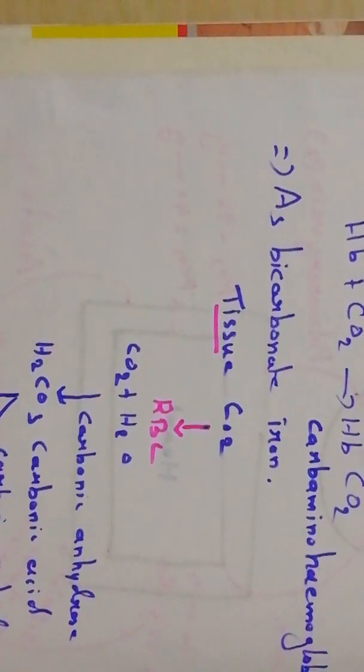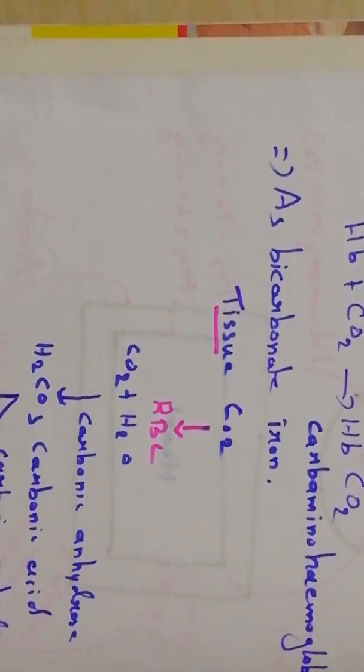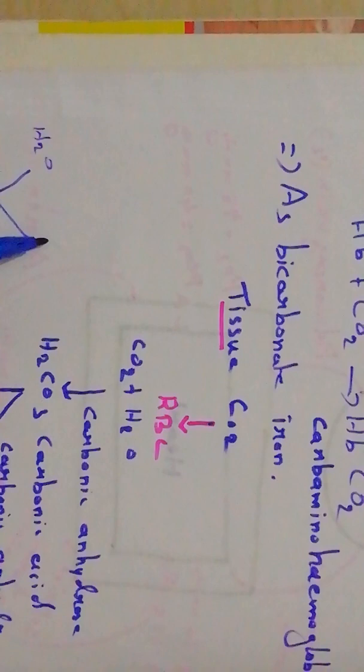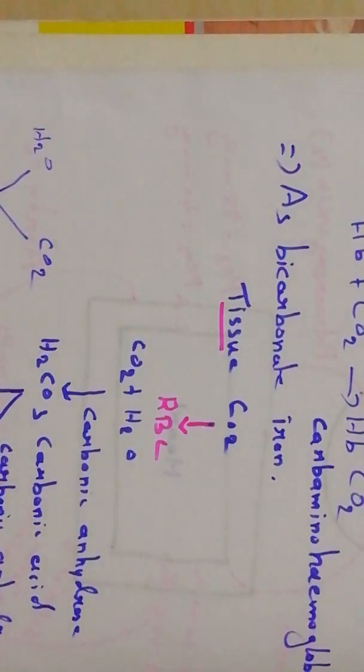In the lungs, the oxygen level is more, but the blood which is coming from the tissue has a higher carbon dioxide level. So when it comes here, since the oxygen level is high and carbon dioxide level is low, this HCO3, bicarbonate, again dissociates into H2O and carbon dioxide. So this carbon dioxide will be expelled outside.